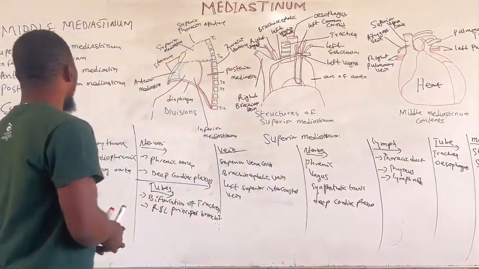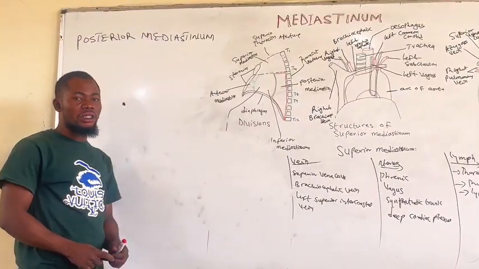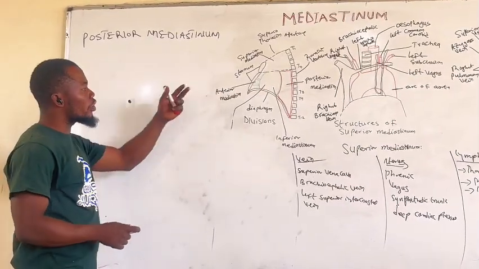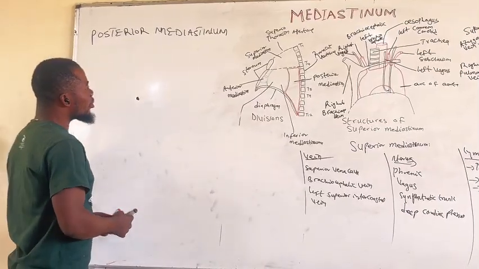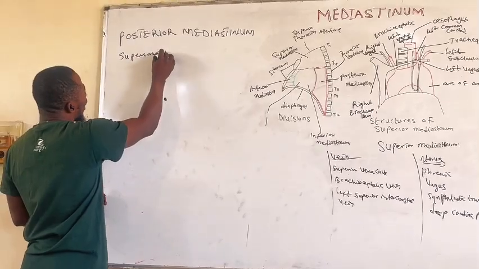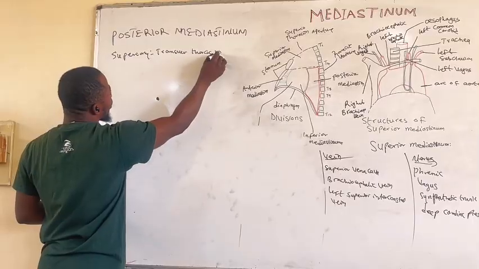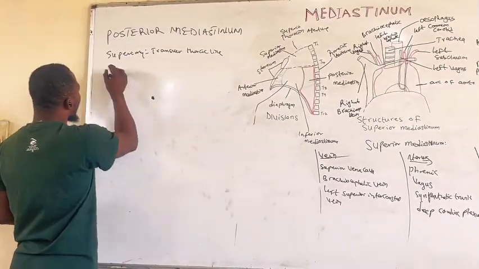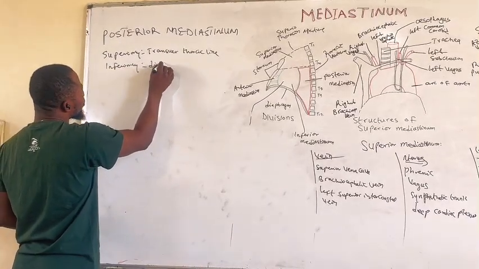Next one is our posterior mediastinum. The posterior mediastinum is one of the inferior mediastinum as well. It is located at the posterior aspect of the middle mediastinum that is formed by the pericardium. It is bounded superiorly by the transverse thoracic line that separates the superior mediastinum from the inferior mediastinum. Inferiorly by the diaphragm.